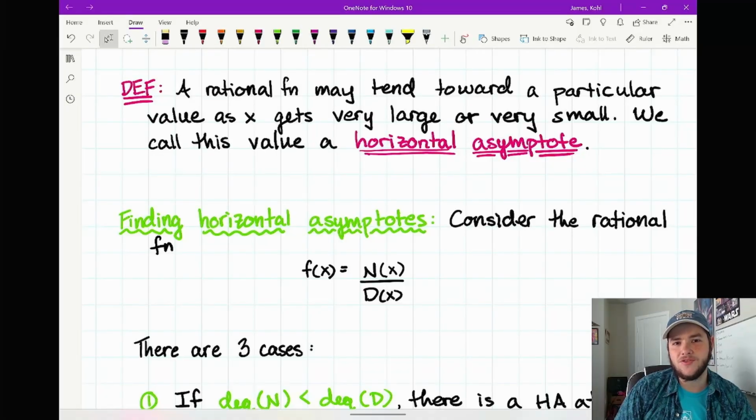A horizontal asymptote tells us something about the end behavior of a rational function. It tells us what happens to the value of the function as x gets very large or very small. And by small here, I mean very negative. This trend is what we call a horizontal asymptote. And identifying them is a little more involved than identifying a vertical asymptote.